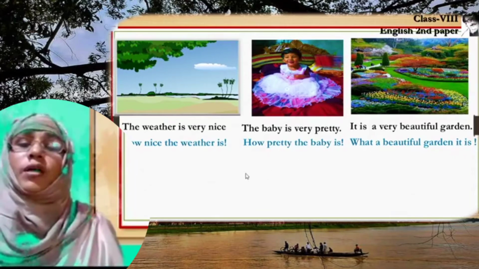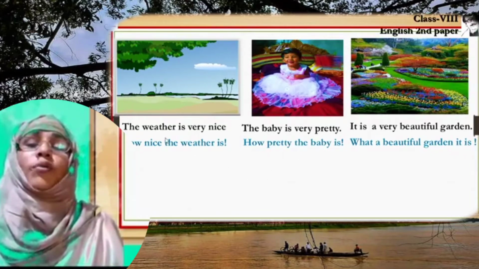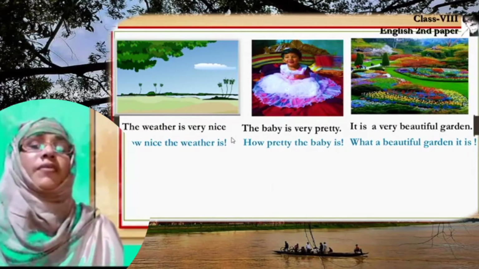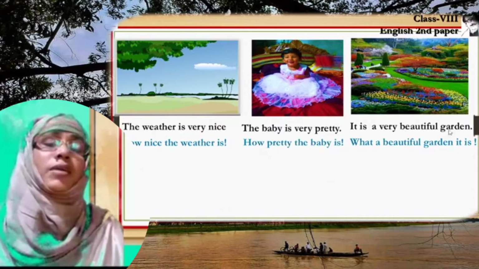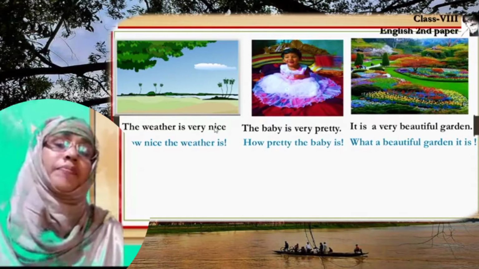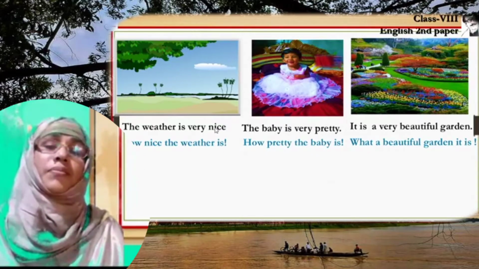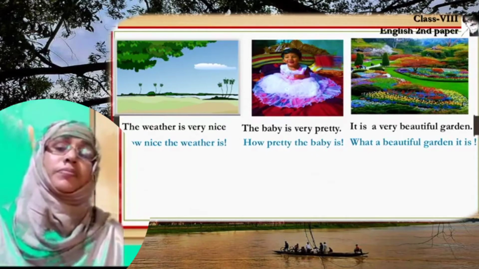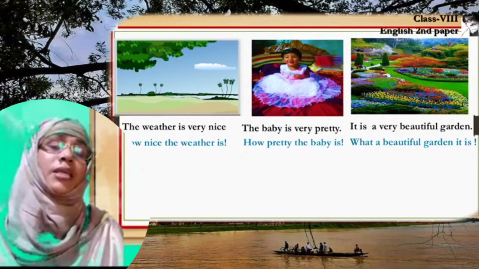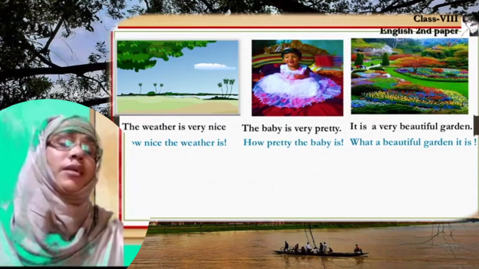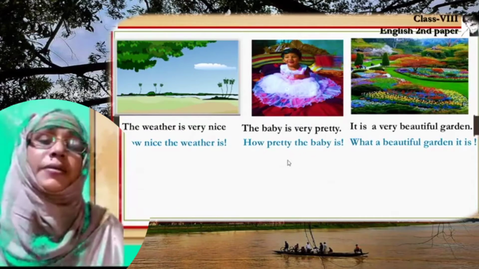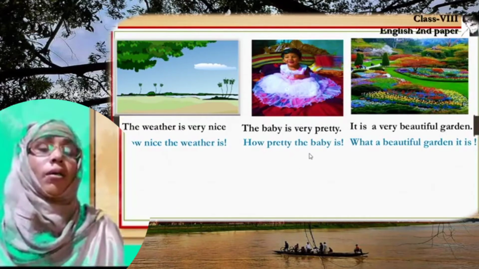Is the expression the same? No. The weather is very nice. This is very simple. This is the statement. The baby is very pretty. It is a very beautiful garden. These are statements. Actually, these things describe something or a person. But how nice the weather is, how pretty the baby is, what a beautiful garden it is, these express a feeling or emotion or love.